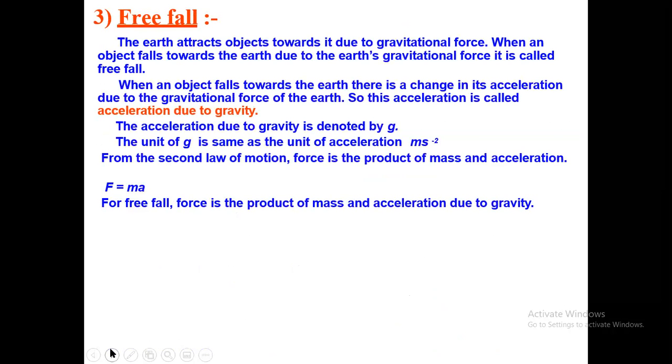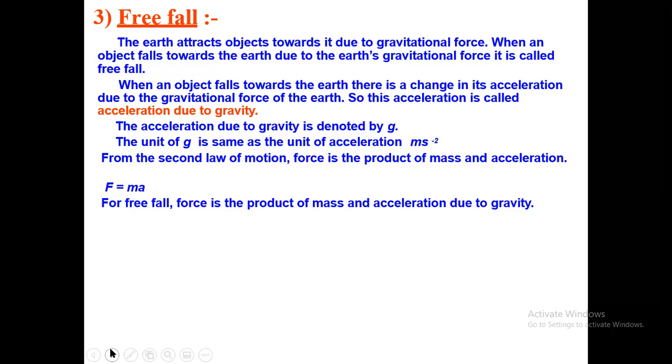Now we will discuss free fall. What is this free fall? The earth attracts objects towards it due to the gravitational force. When an object falls towards the earth due to the earth's gravitational force, it is called free fall. So if no other forces work on the object and only a single force works on your object, that is gravitational force, this condition of your object is known as free fall.